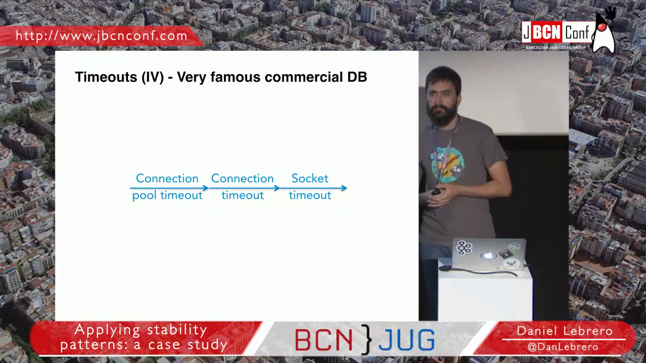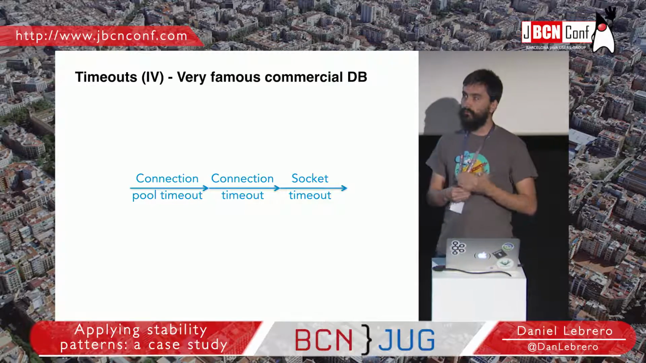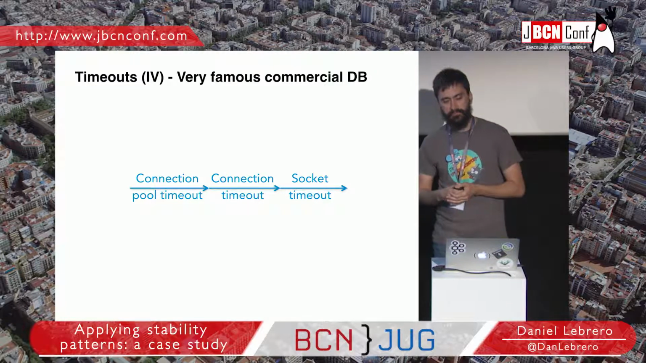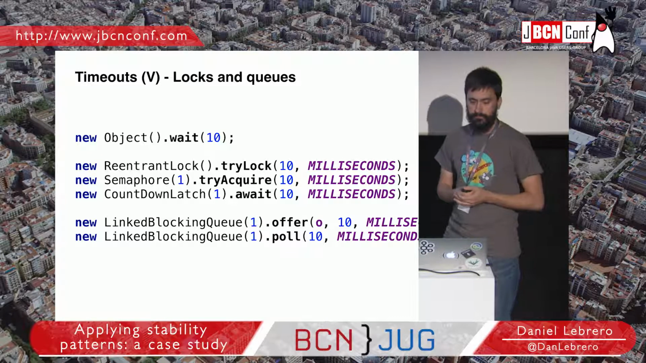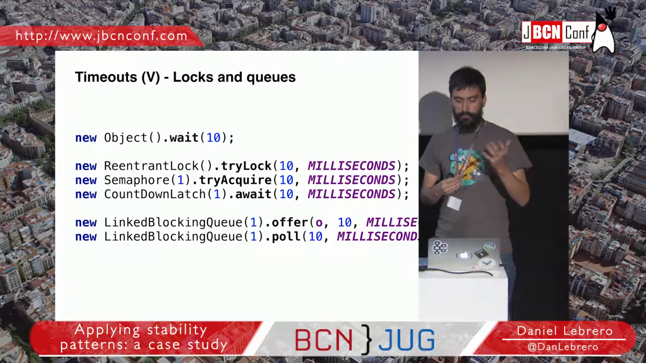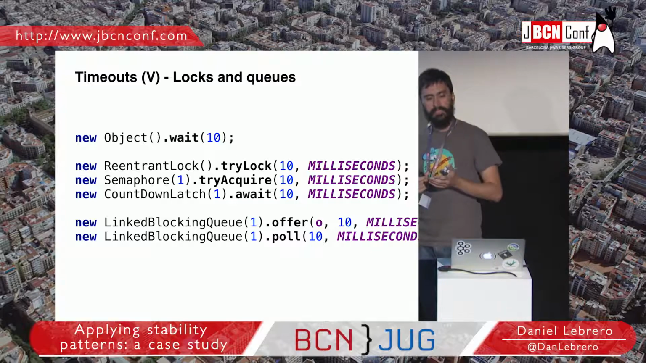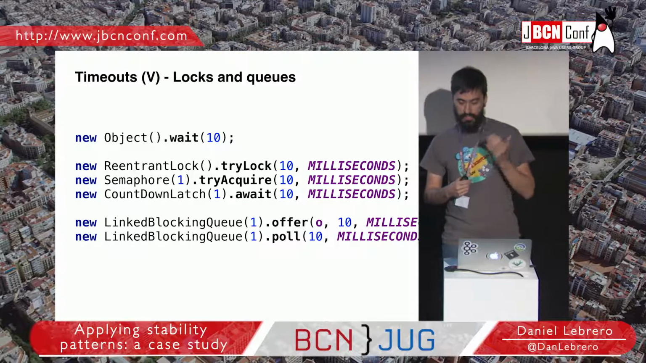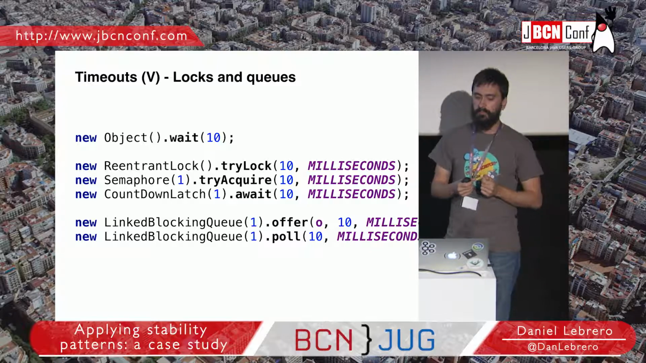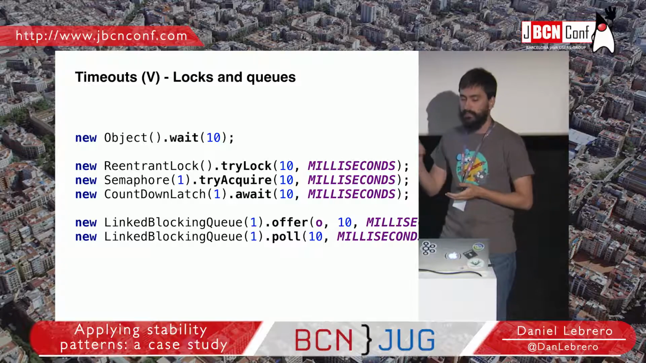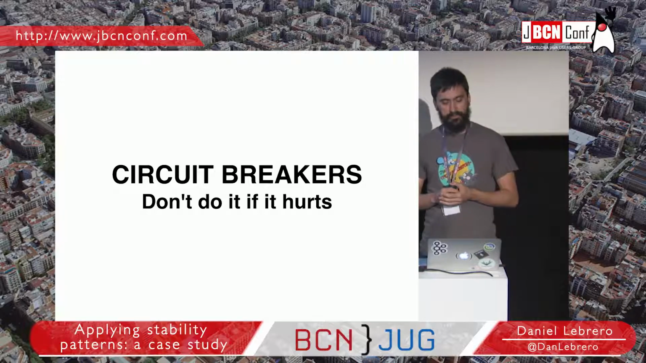If we are talking about sockets, whenever you talk with your database, it doesn't matter which kind of database it is, you will always have to think about all those 3 timeouts. The last place that you need to think about timeouts is whenever you do a lock. All the locking primitives in Java have a timed version, so you should always think about using those. And if you are using queues, it's the same. Whenever you try to put, or you try to get from a queue, you have to think about using the timed version.